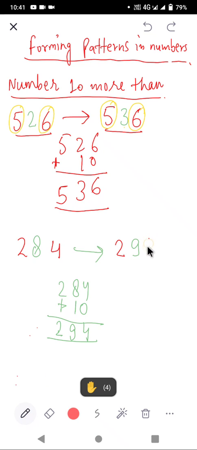294. Okay, 10 more than 284 is 294. So here also you can see the hundreds place digits. Hundreds place digit is 2 here, and in this number also hundreds place digit is 2. It is not changed. Okay, and you see the ones place digit in this, it is 4, and in this number also at the ones place 4. Means the hundreds place digit and ones place digit are same. What is changed?